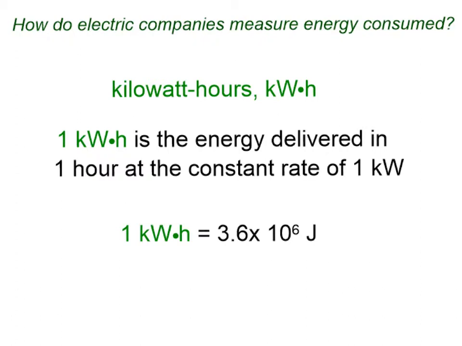So how do electric companies measure the energy consumed? Well, they use something called kilowatt hours, abbreviated lowercase k for kilowatt, capital W, and hours is a lowercase h. 1 kilowatt hour is the energy that's delivered in 1 hour at the constant rate of 1 kilowatt. It has the equivalent value of 3.6 times 10 to the 6th joules. Joules is energy that has all been converted into watts and seconds, whereas a kilowatt hour is not in watts and seconds, it's in kilowatts and hours.